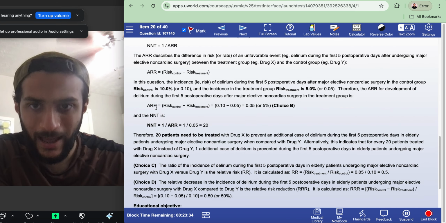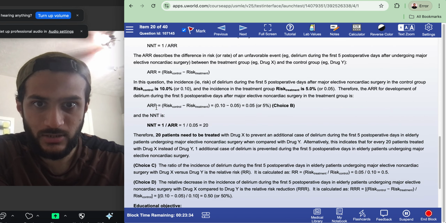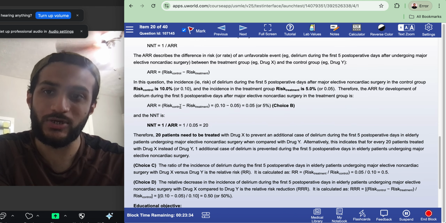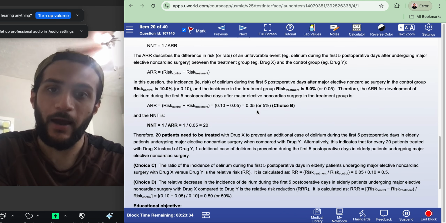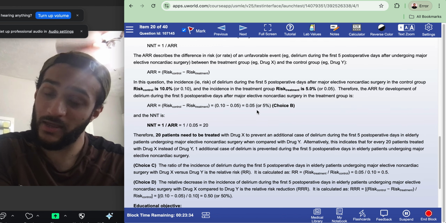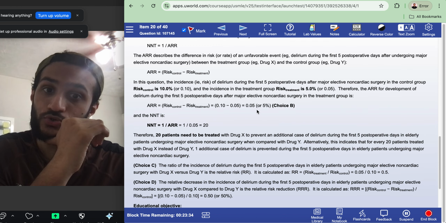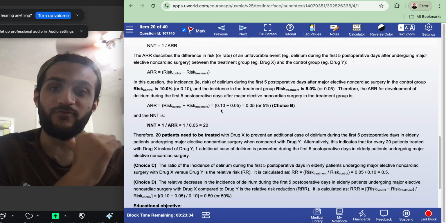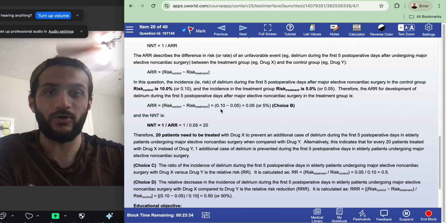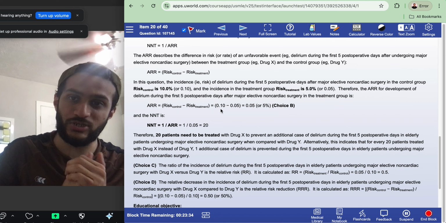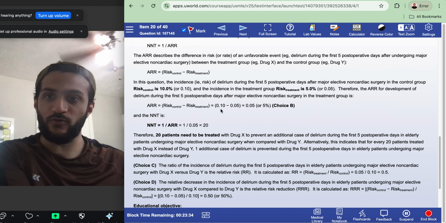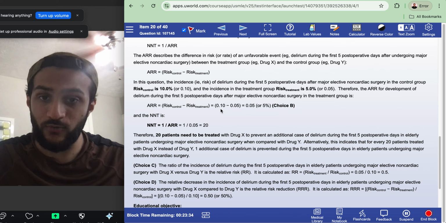Okay, so the absolute risk reduction is 0.05. But relative risk reduction would have been 50%. Okay, so I messed that up. Absolute risk reduction is just a subtraction, the control minus the treatment. That would be 0.05, and the number needed to treat would be one over that.